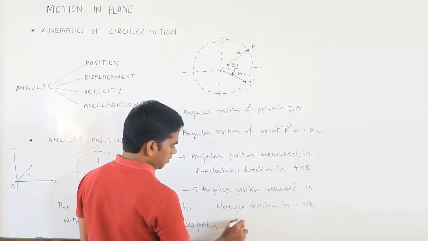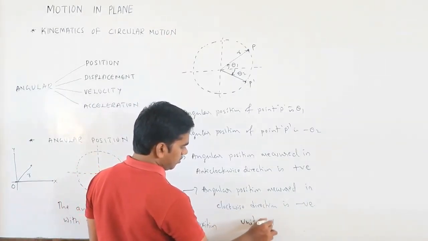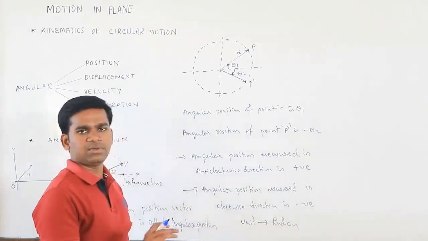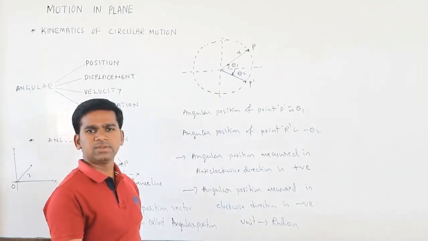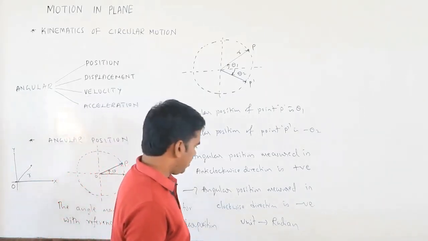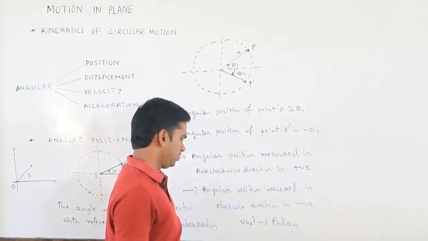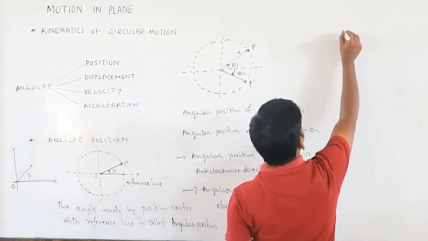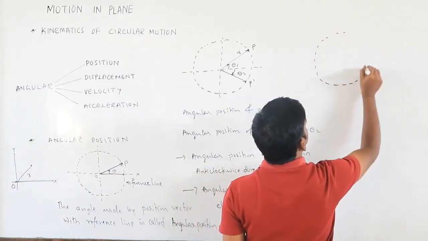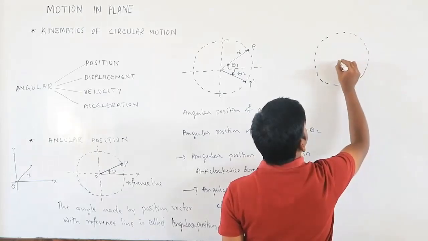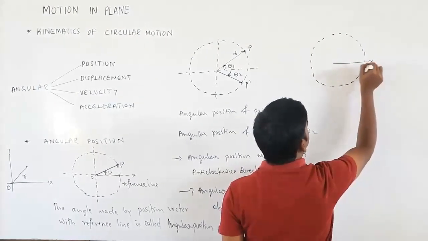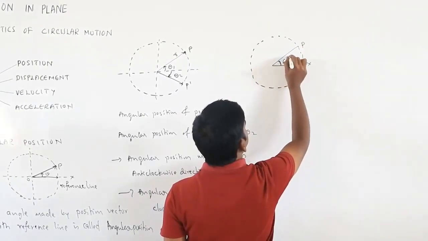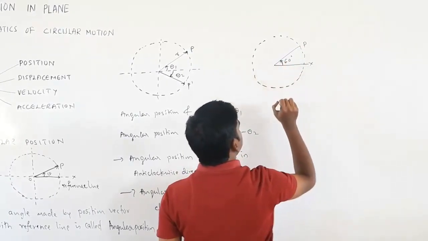So what is the unit of angular position? Unit of angular position is radian, because angles are usually measured in radian. You can measure in degrees also, or in number of rotations also, but the standard is radian. Suppose you have a circular path over here, and this is the reference line. If the point position is here, say at some 60 degree.